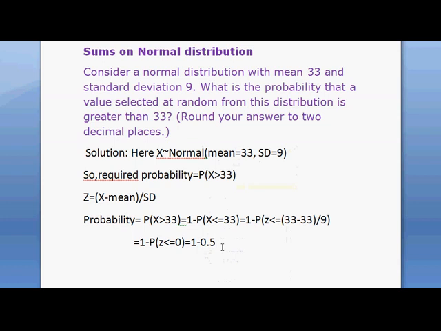This value has been obtained from the standard normal table, where for the z score 0 we get the area as 0.5. So 1 minus 0.5 is 0.5. Hence the probability x greater than 33 is 0.5.